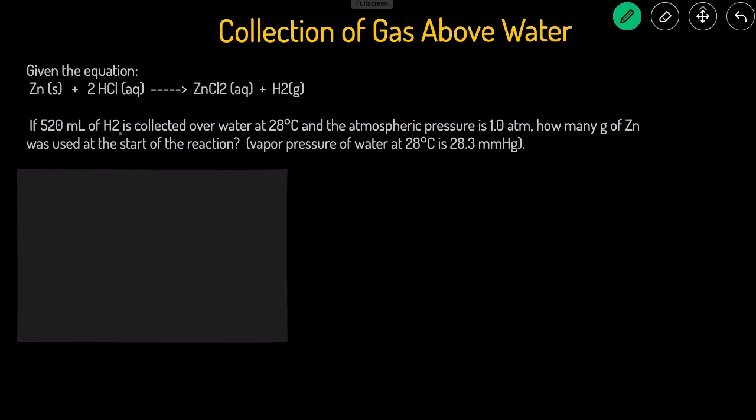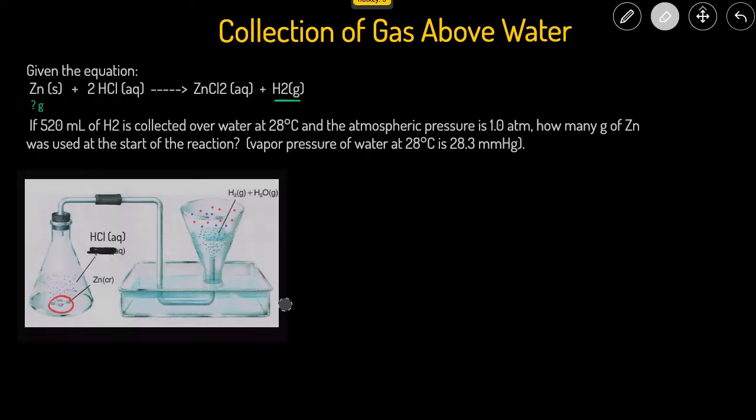If 520 milliliters of the hydrogen gas, you can see that hydrogen gas is produced, was collected over water at 28 degrees Celsius, and the atmosphere is 1 atm, how many grams of zinc was used in the beginning of the reaction? So we're given the final volume of H2 that's produced, and we have to determine the number of grams of zinc that was reacted.